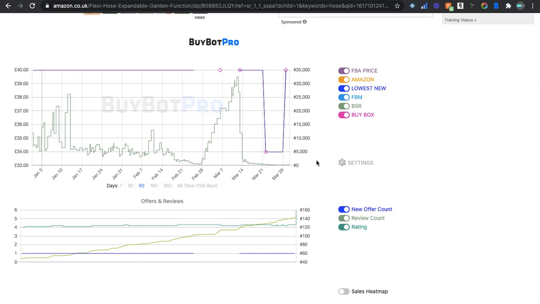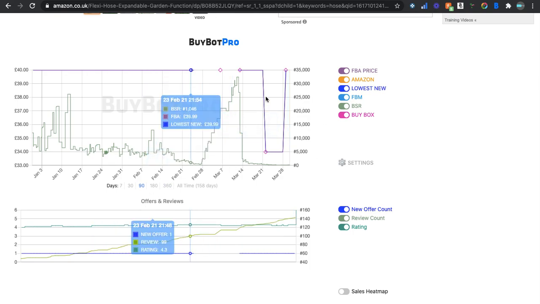Now this is the part that gets confusing for some sellers. So listen up carefully to this and let's dive into this, okay? So, as you can see on the right-hand side of the Buybot Pro graph here, we've got the FBA price. We've got Amazon toggle, lowest new, FBM, BSR, buy box. Don't get overwhelmed by this, okay? I usually just leave them all on, okay? So, I usually leave them on and let's go step by step into this, okay?